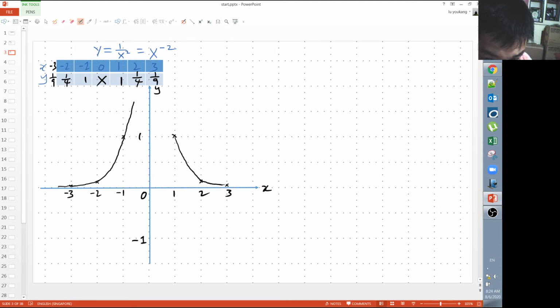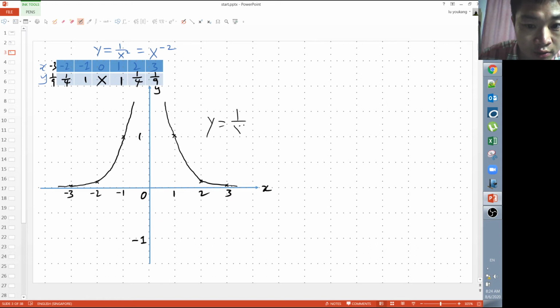If you have a ruler, a flexible ruler, go ahead and use those tools. Yep. So this is your y is equal to 1 over x to the power of 2. This is the graph.